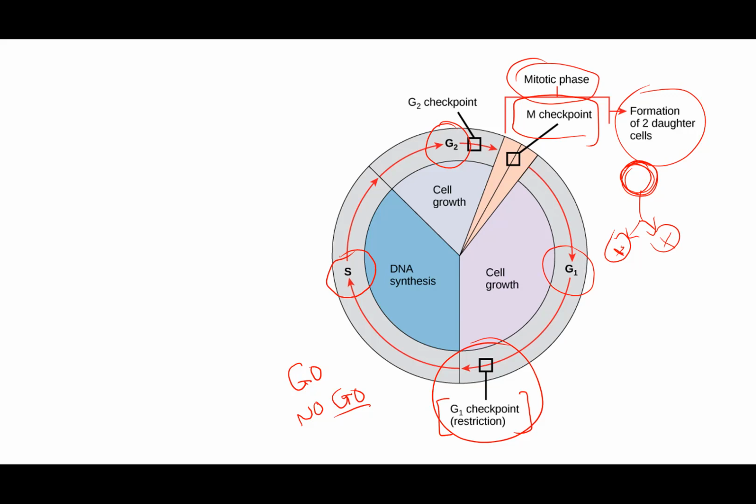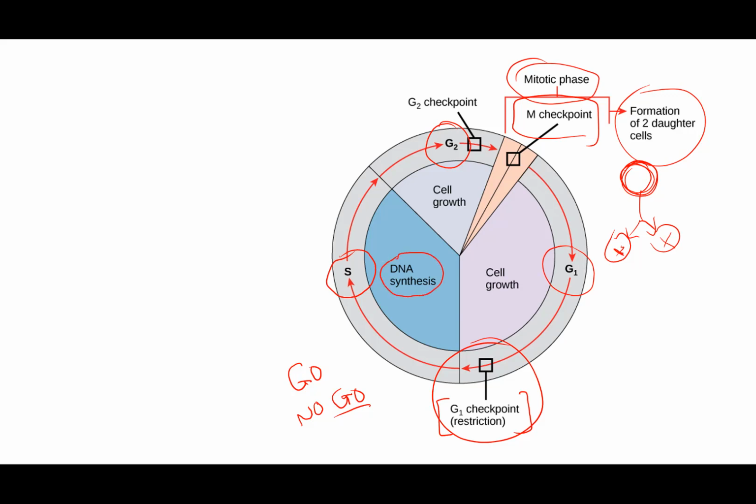And the question, if the cell could talk, would say, do we commit to this or not, right? So one of the questions could be, well, are we big enough right now? Do we have everything, all the proteins we need? Do we have all the nutrients? Are we healthy enough to go through this cycle? That is absolutely crucial.